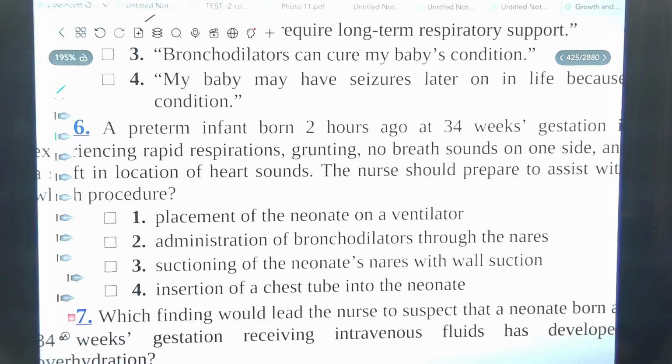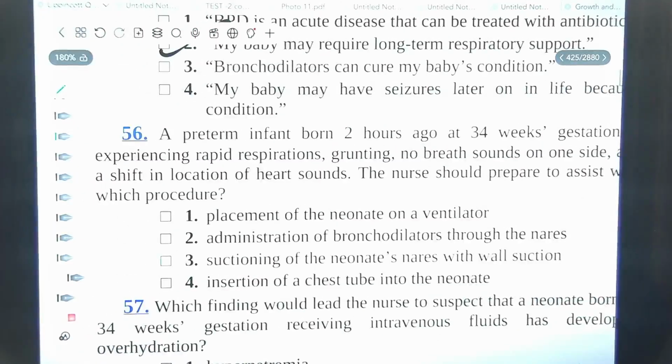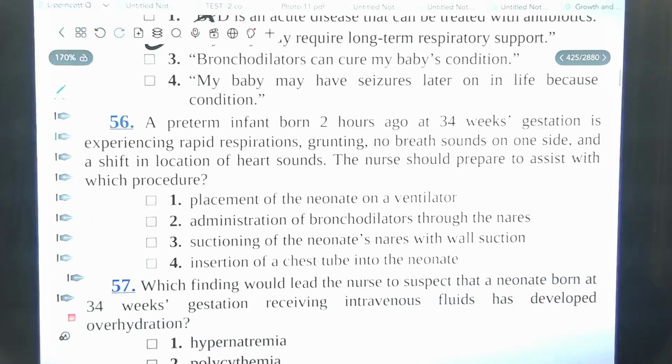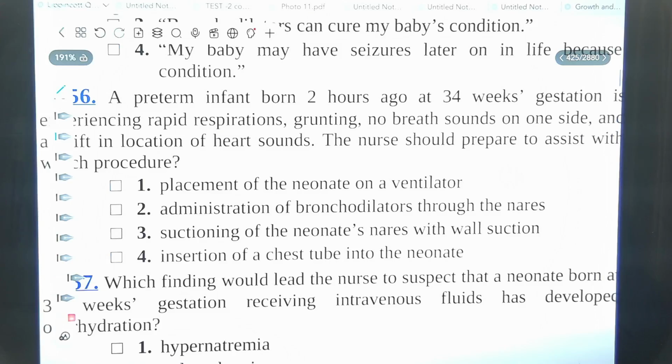Next question. A preterm infant born 2 hours ago at 34 weeks of gestation is experiencing rapid respiration, grunting, no breath sound on one side, and a shift in location of heart sound. The nurse should prepare to assist with which procedure? Four options are there and choose the right response. So all these findings indicate pneumothorax. In pneumothorax, air goes into the lungs. So we can insert the chest tube to remove all the excessive air from the lungs. Fourth will be the correct response.